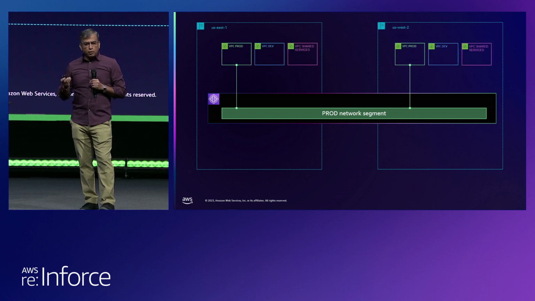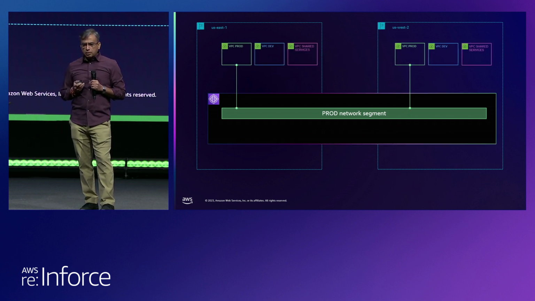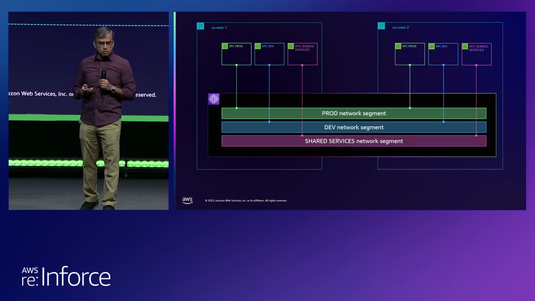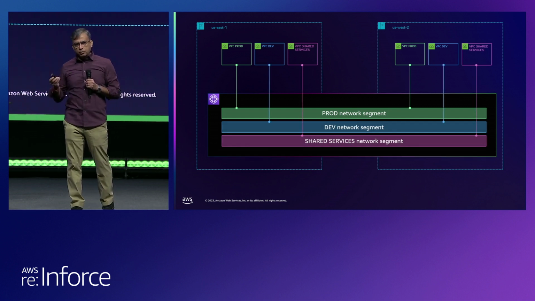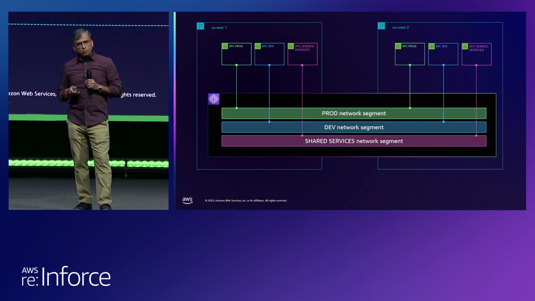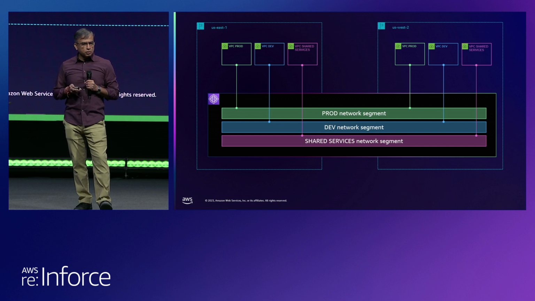So moving on, you can add more segments. You can create a development segment where you can map your development resources. Development VPCs can be mapped to development segments. You can then create a shared service segment. So you might have a shared service that you want to share across all your production and development segments.